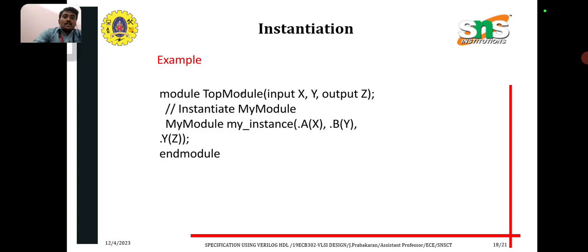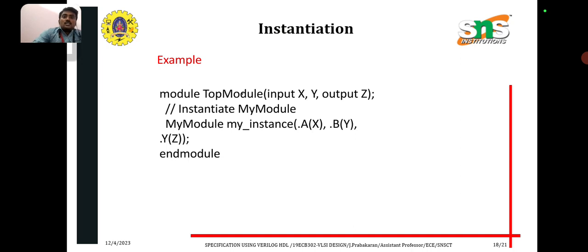Okay, here is an example of how you might instantiate and use my module in another module. In this example, top module instantiates my module using my module my-instance. The signals x and y from top module are connected to the inputs A and B of my module, and the output Z of top module is connected to the output Y of my module.